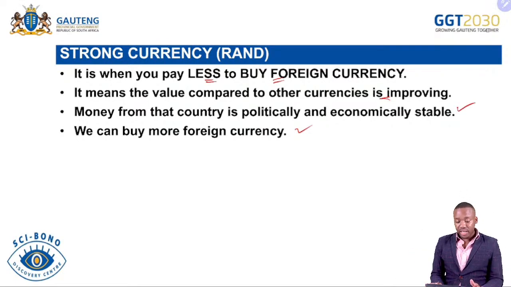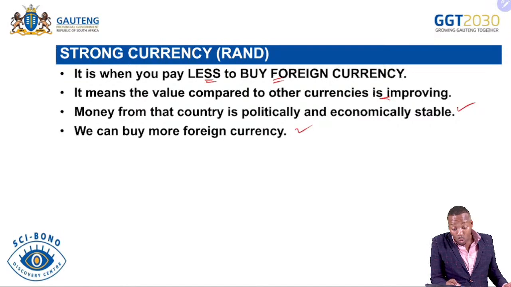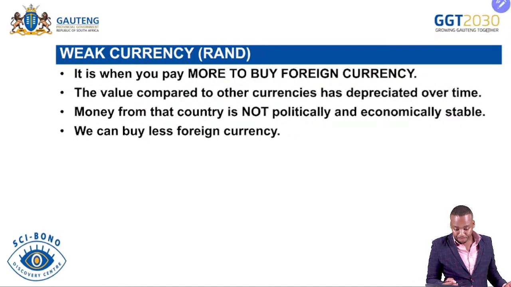Then what do we call that? We call it what? Strong currency or strong rand. Strong rand, it is when you pay less to buy foreign currency. It means the value compared to other currencies, it is improving. It means that the money from that country, it is politically and economically stable. It means we can buy more foreign currency.